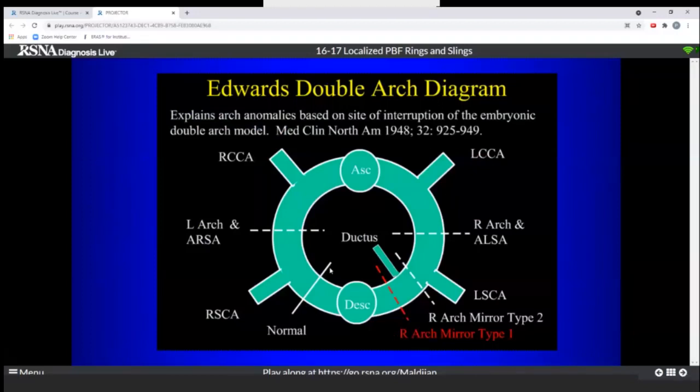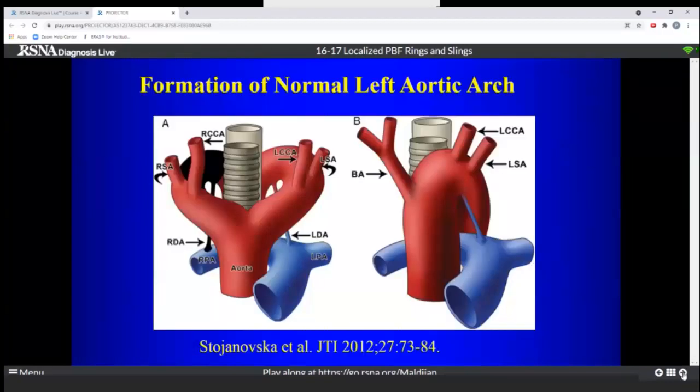Now, I've also given you this double arch diagram that you can study that explains the embryology of the arch and the theory behind it. Depending on where the interruptions occur in this double arch diagram determines the configuration of the aorta. So you can study that on your own to try to make sense of different configurations of the aorta, which we will also briefly cover here.